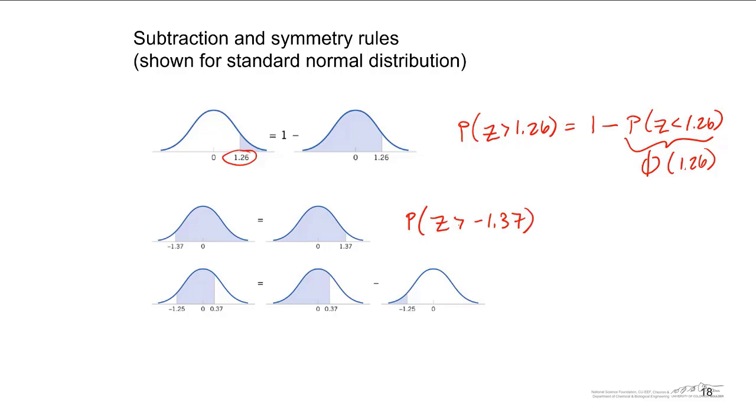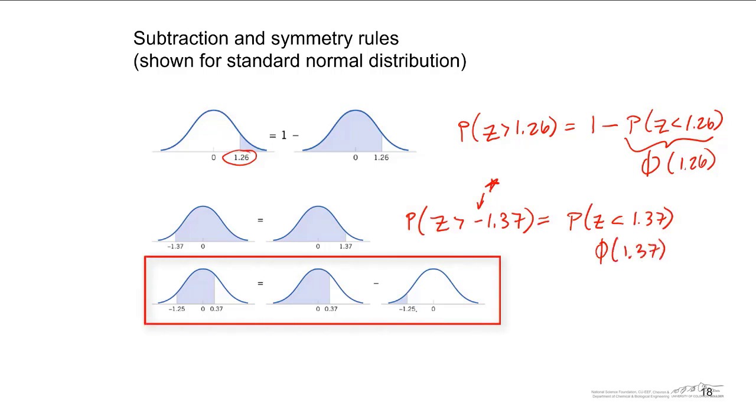Also, the probability that z is going to be greater than a negative number, so note that negative sign right there, is the same because of the symmetry. That's just equal to the probability that z is less than positive 1.37, and that is, again, phi of 1.37 that you can look up in the table.